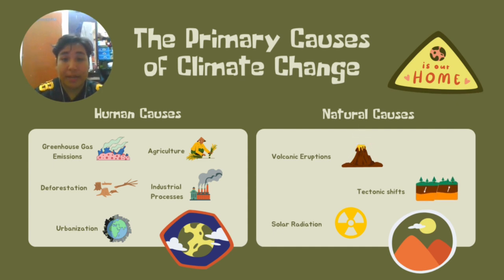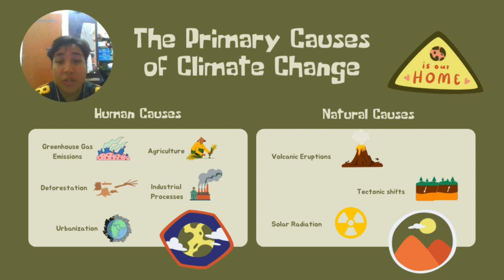The third one will be agriculture. Certain agricultural practices such as livestock farming and rice cultivation release methane and nitrous oxide, contributing to greenhouse gas emissions.